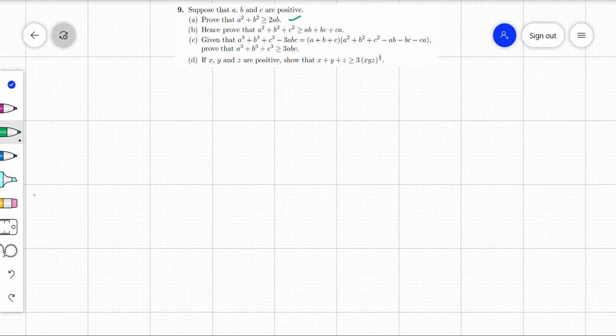So let's try the second one. Hence, we're going to use that for the second part: prove that blah blah blah equals blah blah blah. Okay, so you can see it's got a squared and b squared and c squared. So I'm going to try all the different combinations.